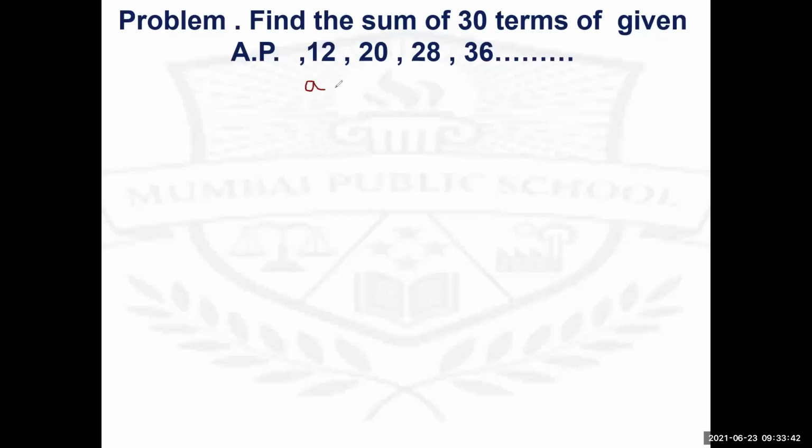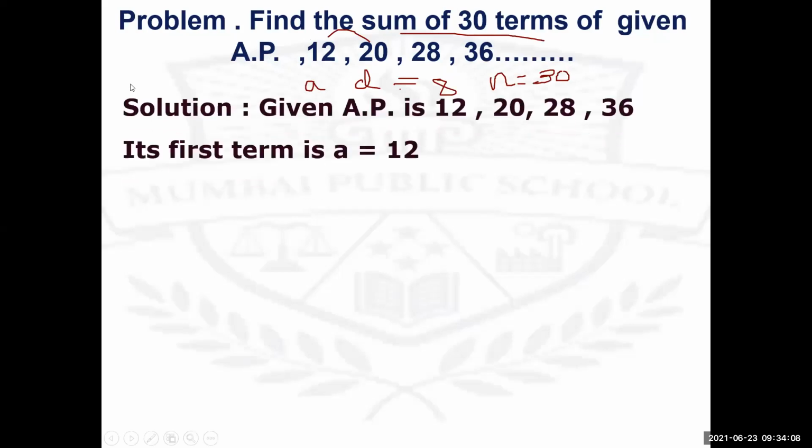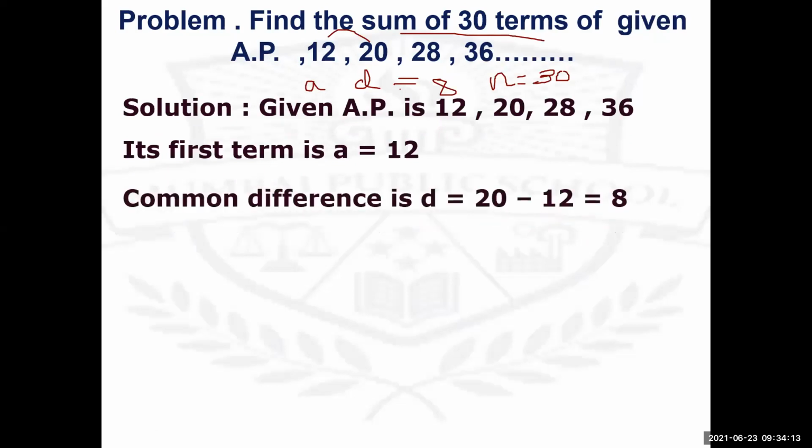A is 12. Now what is the value of d? d is 20 minus 12, because you will subtract these. So 20 minus 12, d is equal to 8. Understood. Now to find the sum of 30 terms, n is also given to you here. n equals 30. Check, the first term is 12, and the common difference is 20 minus 12, which equals 8.